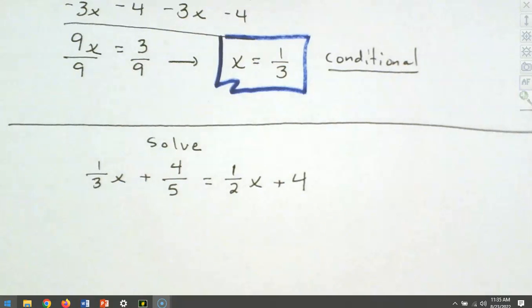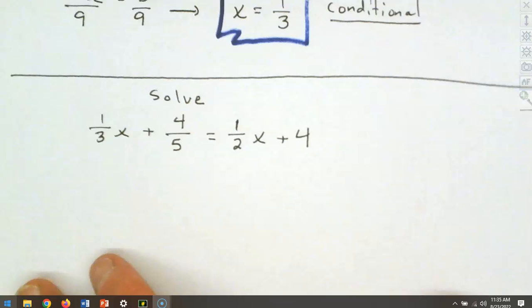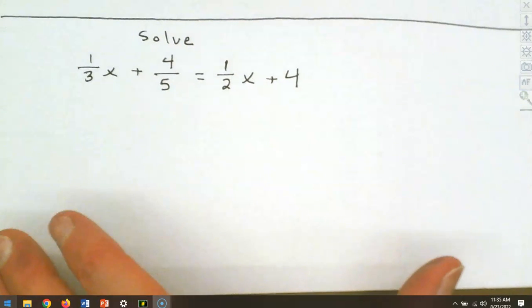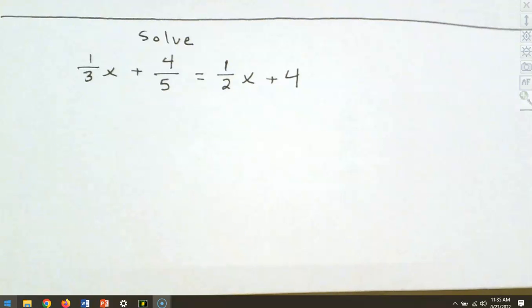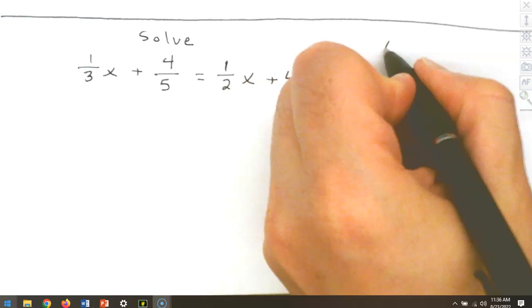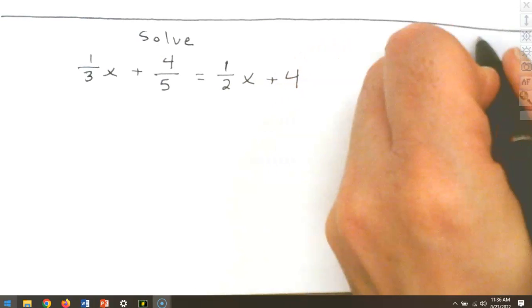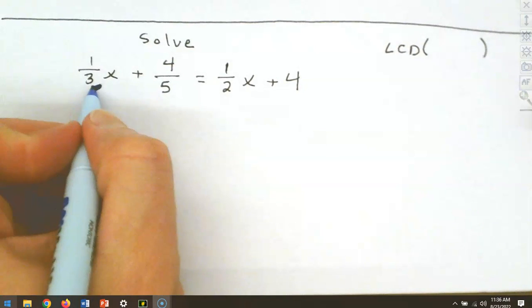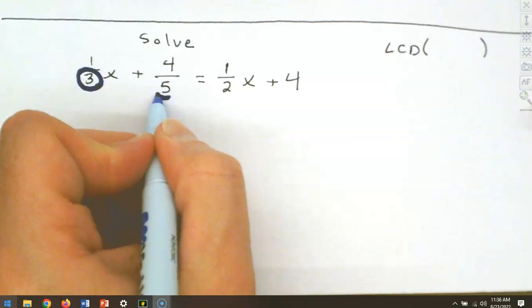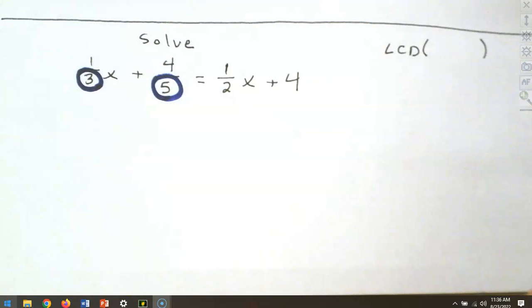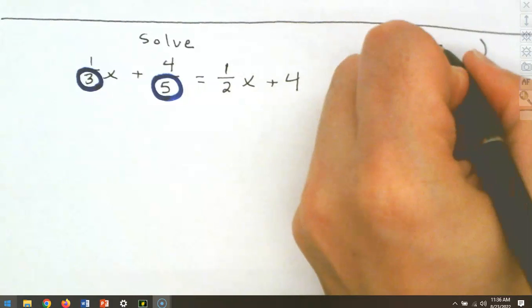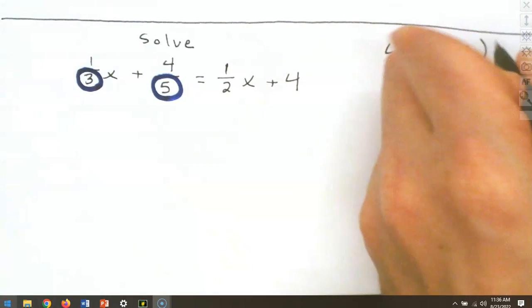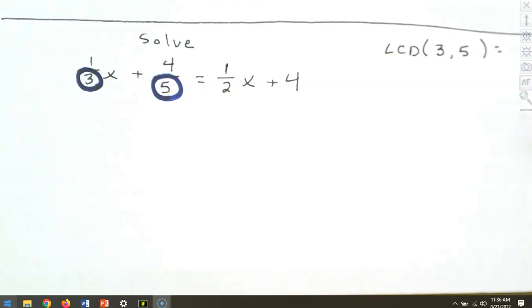Now, our goal is going to be to clear out these fractions. And then that's going to leave us with something that we can easily work with. And how we do that is we work with the least common denominator, the LCD. And I like to work with them in pairs. So I'm going to take the least common denominator of the 3 and the 5. So what's the least common denominator of 3 and 5? Well, do they have anything in common? No. So the least common denominator would be 15, right? 3 times 5 gives you 15.